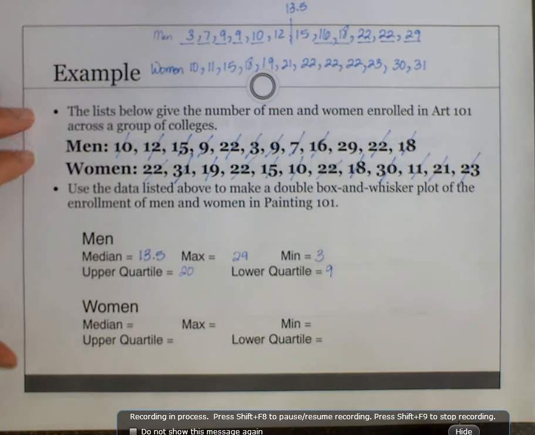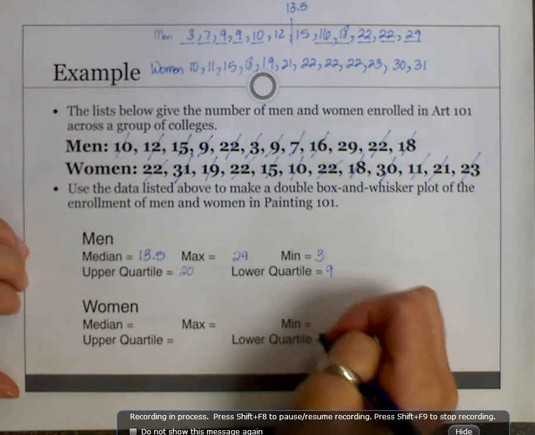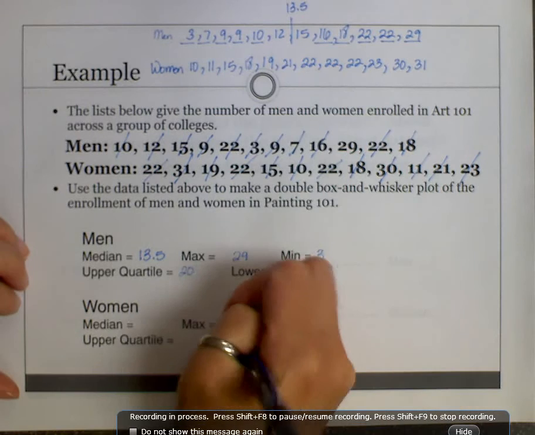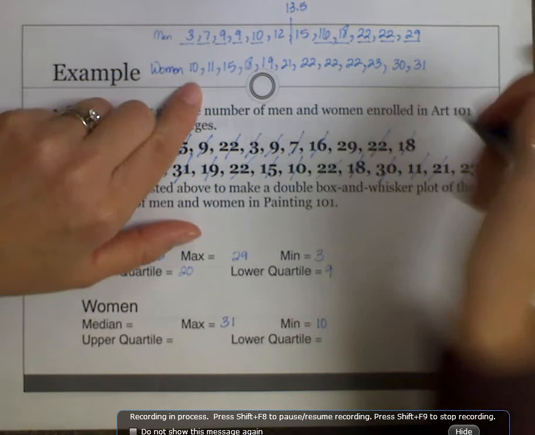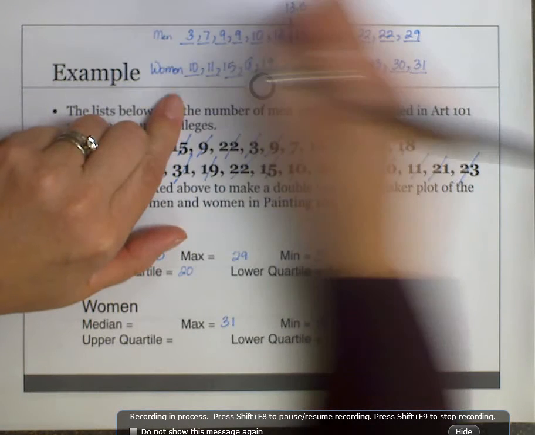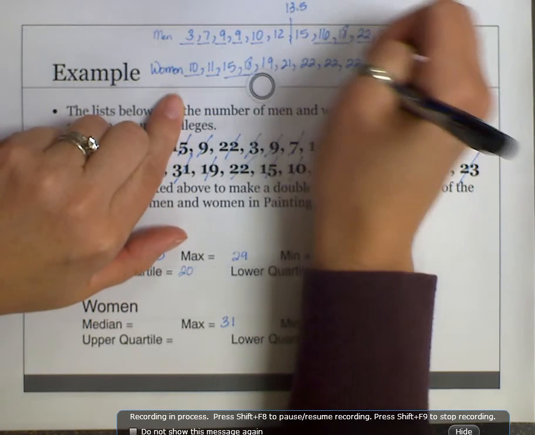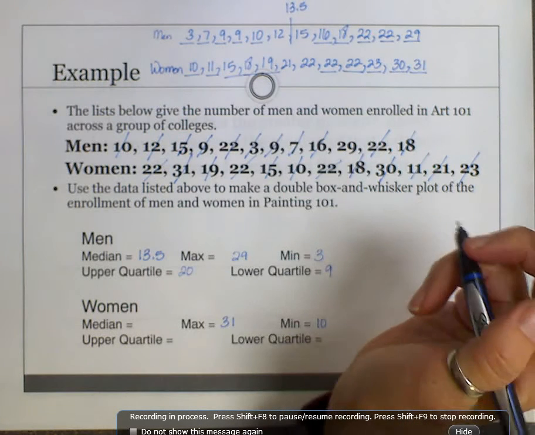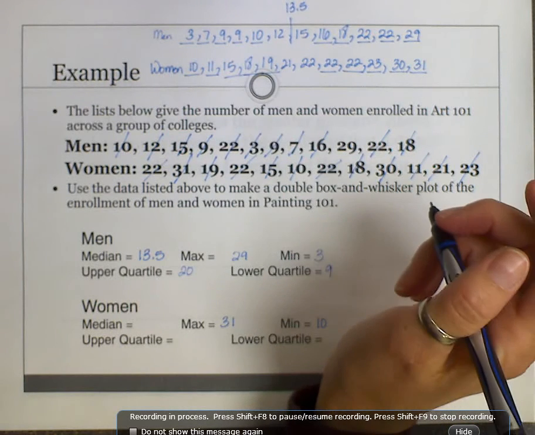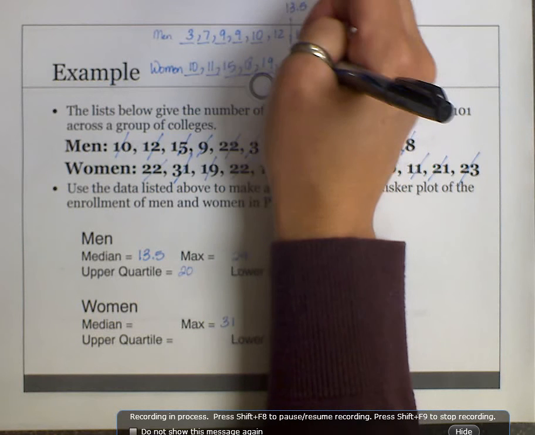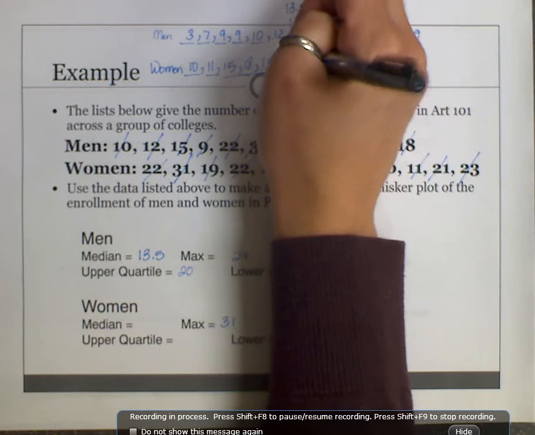Okay, our minimum number is 10. Our maximum number is 31. Our median number, we would have this, this, this, this, this, two numbers in the middle. 21 plus 22 is 43. Divided in half, you have 21.5. 21.5 is the median.